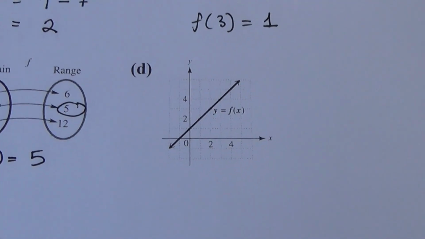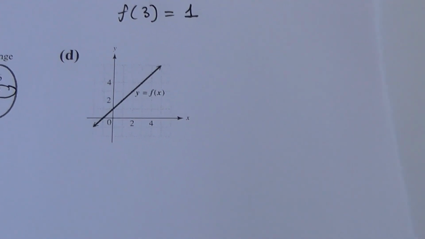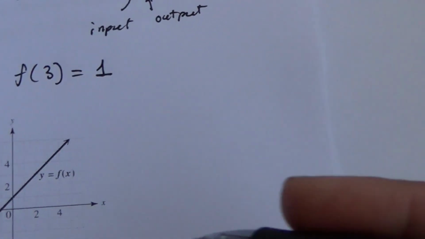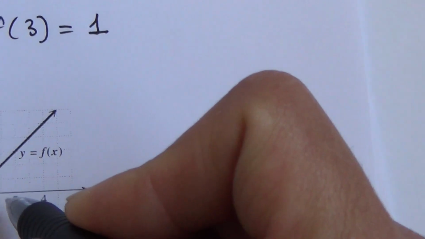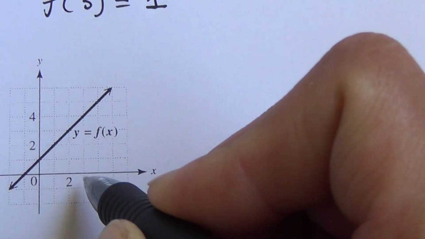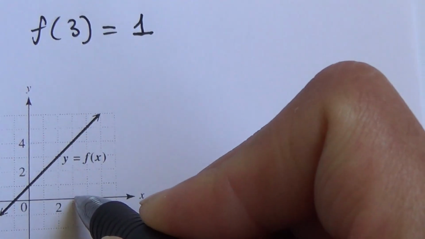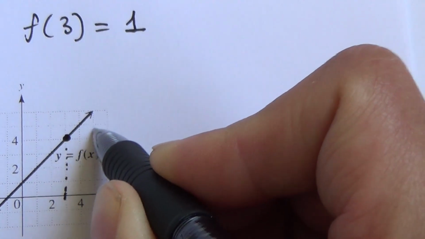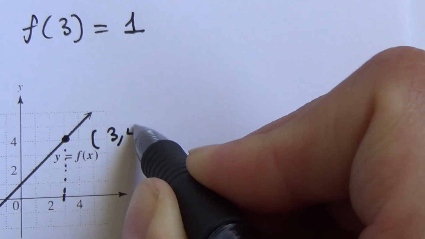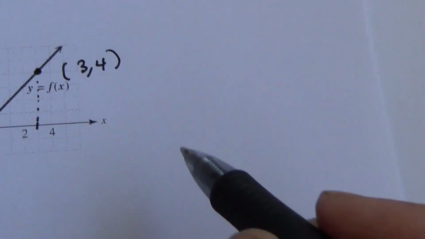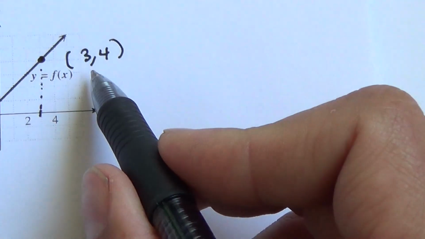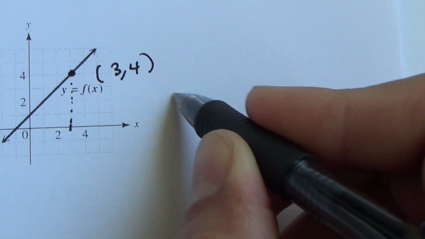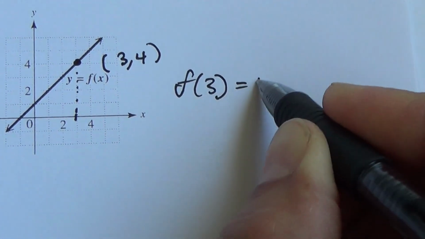In part D, we have to figure out when the input is 3 and determine the output. So remember, the input is associated with the x coordinate. So in this case, we have the point 3, 4 lies on the graph. So 3 must be the input and 4 must be the output. So f of 3 has to be equal to 4.